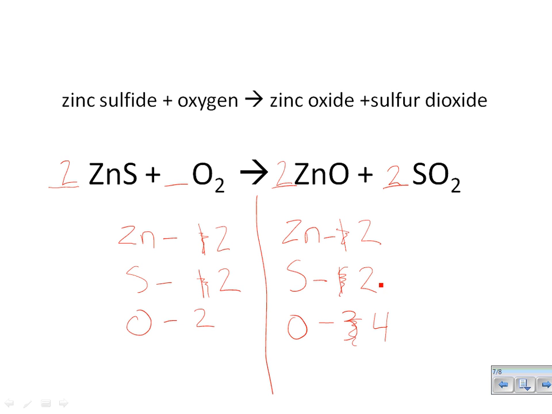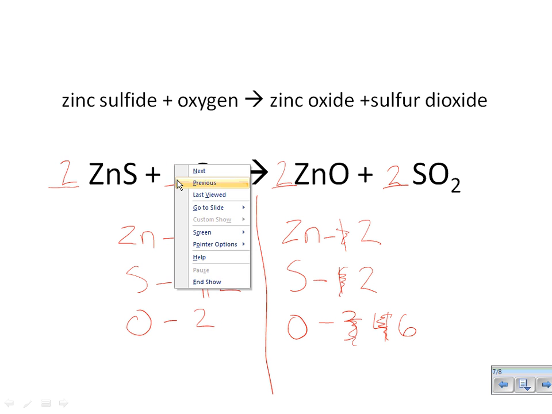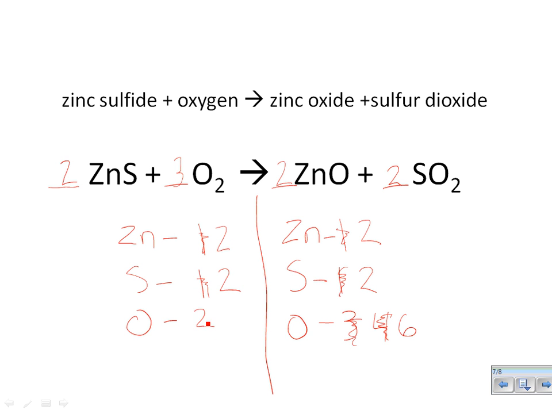And when I do that, I change not only sulfur but oxygen. When I change this, I have 2 times 2, 4 oxygen here, and 2 times 1, 2 here. So 4 plus 2 gives me 6 oxygen. So now I can come back over here and change the oxygen on this side. To go from 2 oxygen to 6, I will add the coefficient 3. 3 times 2 is 6, and I am done. Go back and check the work. I have 2 zinc, 2 zinc, 2 sulfur, 2 sulfur, 6 oxygen, 6 oxygen. I am balanced.